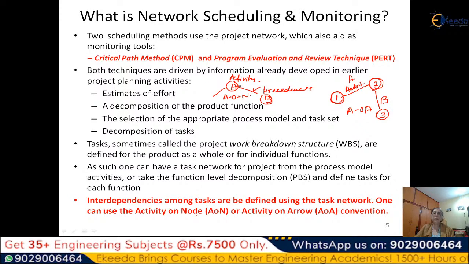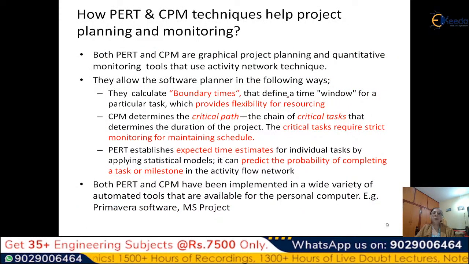Normally in CPM we use activity on node, and in PERT we use activity on arrow. PERT is a much earlier one and CPM is a little later one. How do PERT and CPM techniques help project planning and monitoring? Both are graphical project planning and quantitative monitoring tools, which is not available in the Gantt chart, and they use the activity network technique.